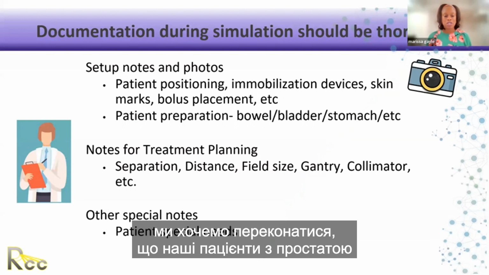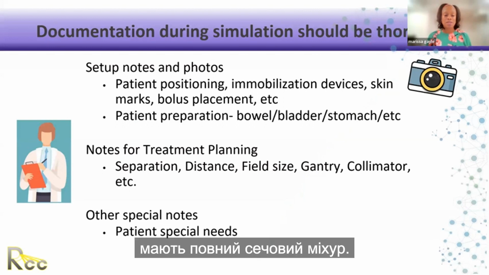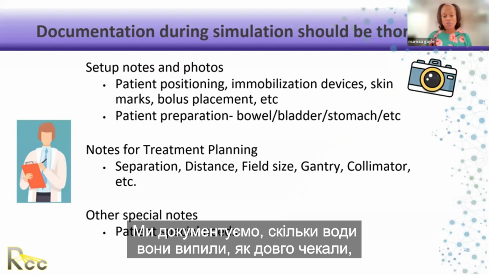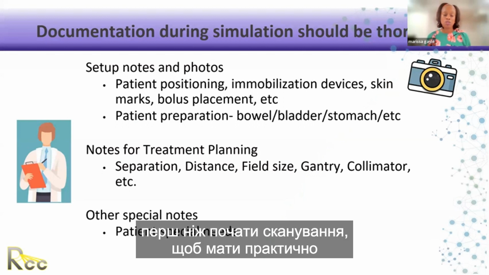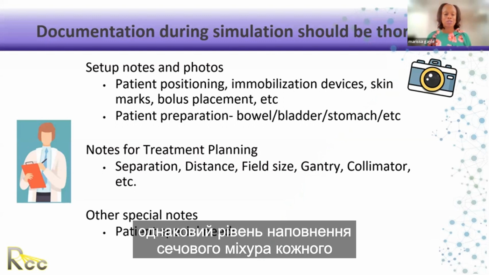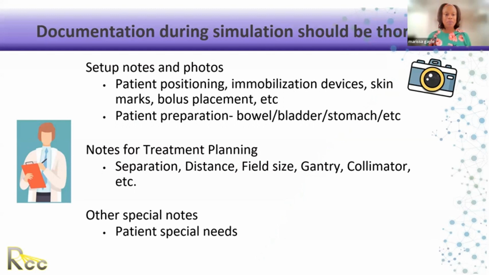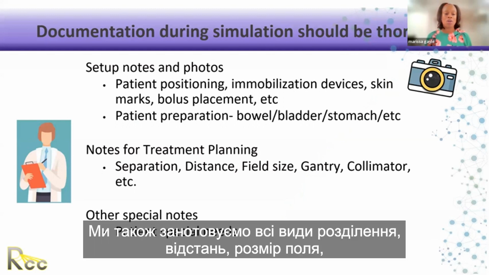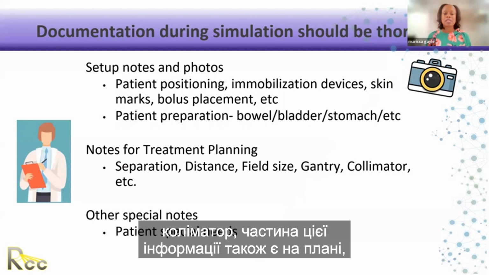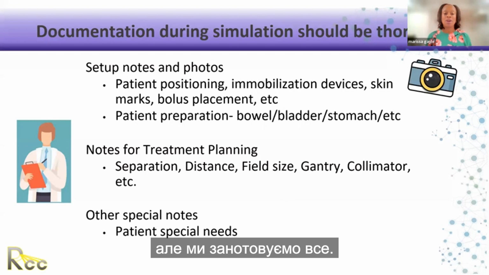Also, we will document, for example, if the patient is a prostate patient, we like to make sure that our prostate patients have a full bladder. We will document how much water they drank, how long they waited before we started that scan, so that we will have pretty much the same bladder fill every day for treatment. We will also make note of any kind of separation, distance, field size, collimator. Some of that information is also on the plan, but we will make note of everything.